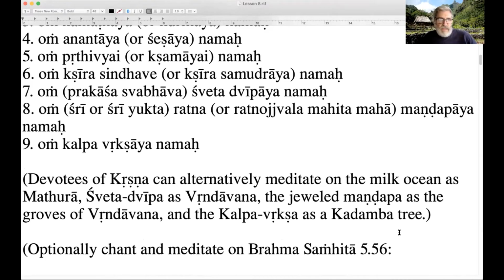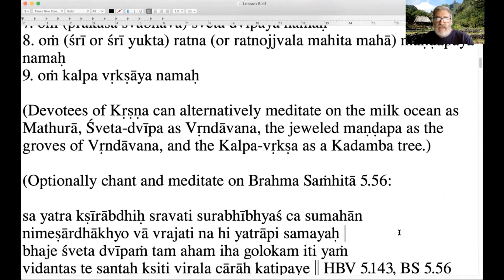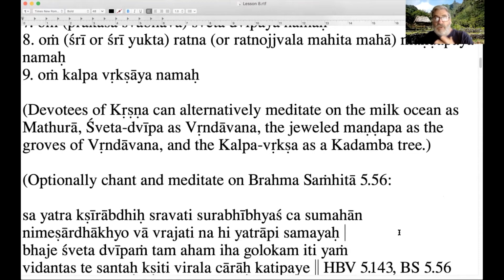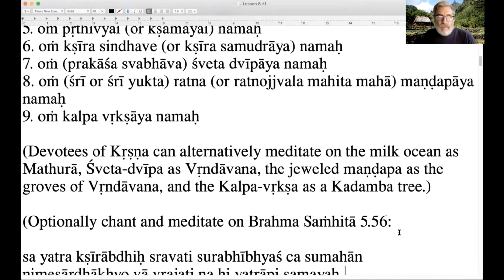So when we think about the Svetadvipa, when we say Om Prakasha Swabhava Svetadvipaya Namaha, or we just say Om Svetadvipaya Namaha, we can think of Svetadvipa as being Vrindavan, which is within Mathura. So we have Mathura and we have Vrindavan within Mathura, right? And the jeweled mandapa, which is in the middle of Vrindavan, right? When we say the next one, the eighth mantra here, Om Ratna Mandapaya Namaha, or it could be Om Shri Yukta Ratnojvala Mahita Maha Mandapaya Namaha. It can be any of these.